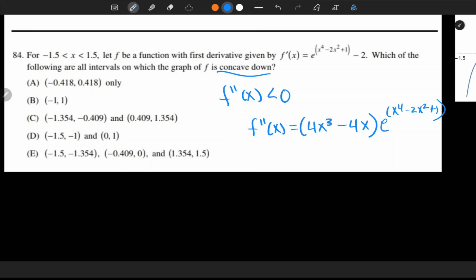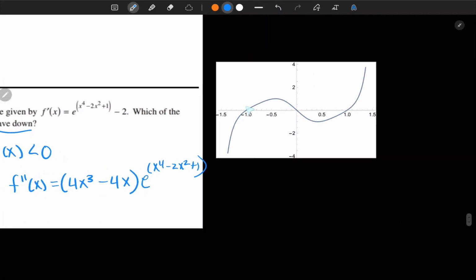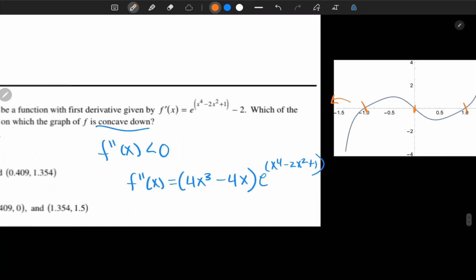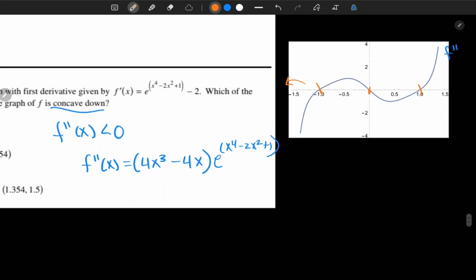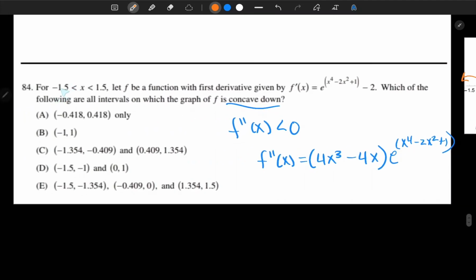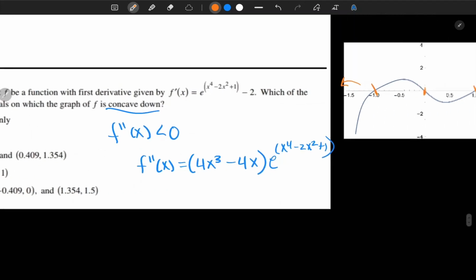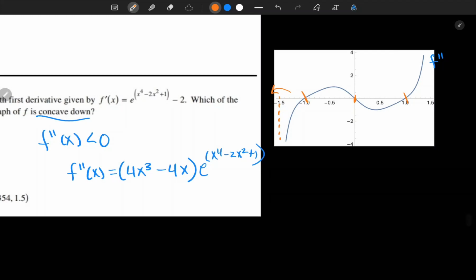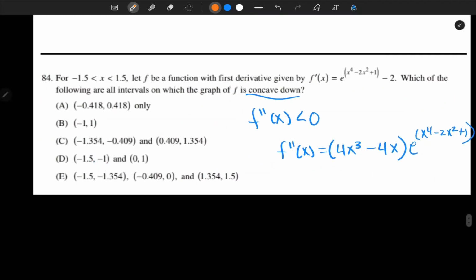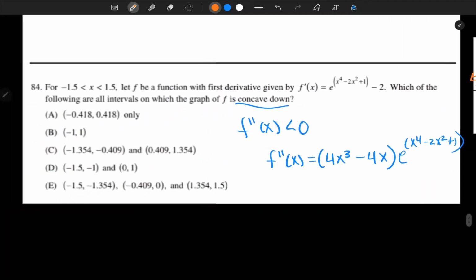Then we can just plot this function on our calculator. Doing so, we get this. So this firstly is f double prime, and we wish to find when this is less than 0. Well, it's negative from x equals 0 to x equals 1, and from x equals negative 1 all the way to negative infinity. We're only concerned with the interval from negative 1.5 to 1.5. So we go from negative 1.5 to negative 1, and then from 0 to 1. So that interval is given by D. So the answer is D.